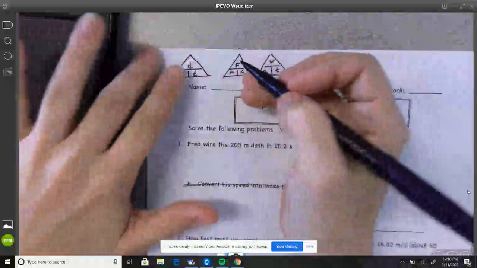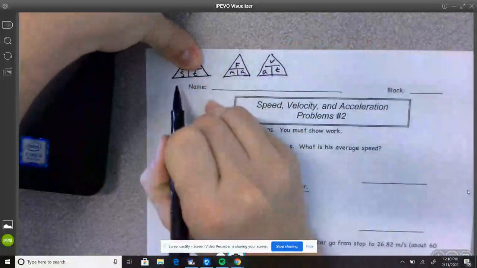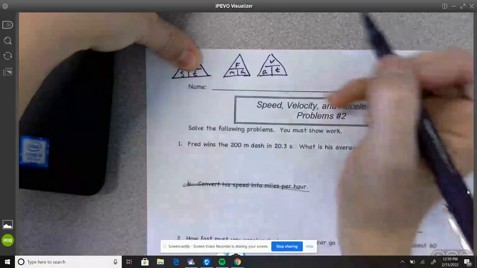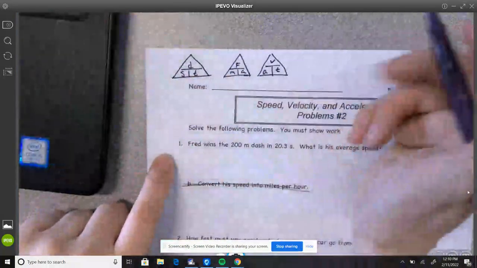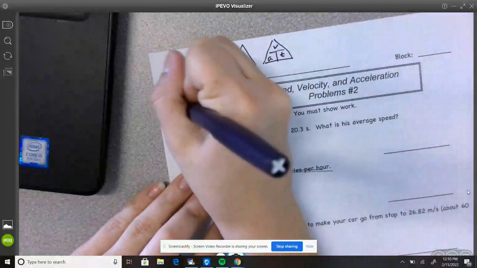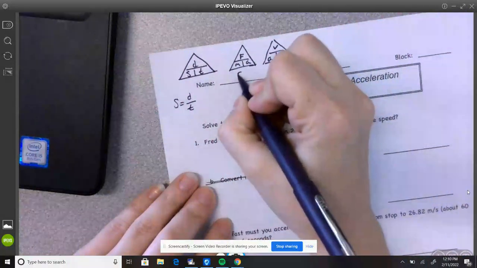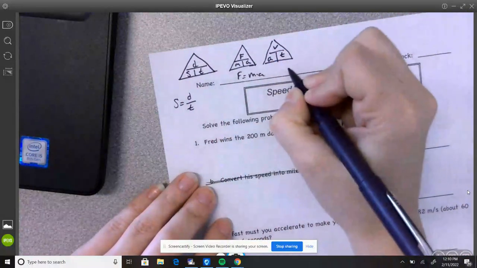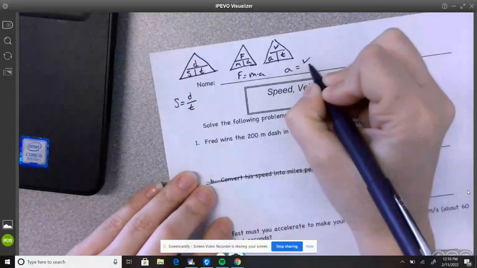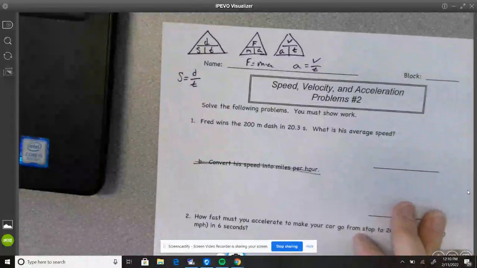If you're looking for speed, you just cover up and get distance divided by time. Looking for distance, speed times time. So you can just use these equations as is. If you're wanting their traditional form, we have those. So let's go and look at question number 1.